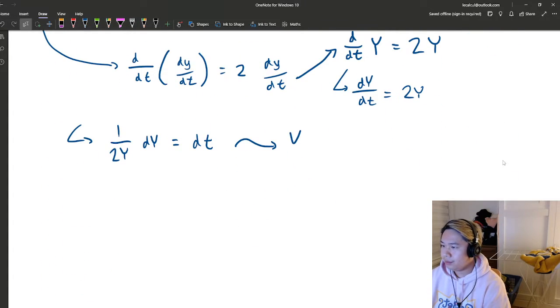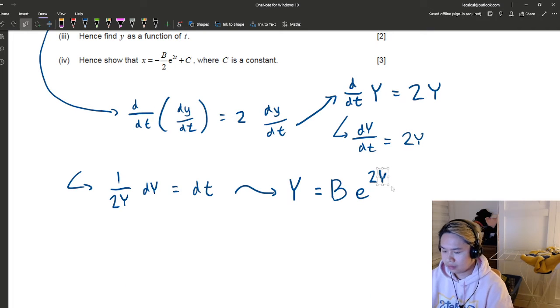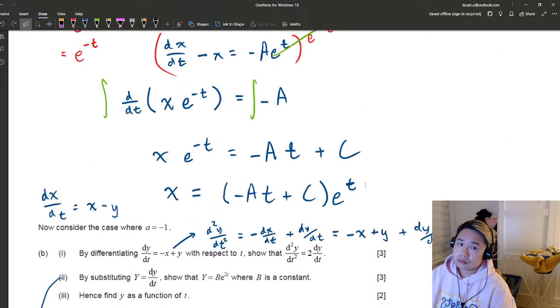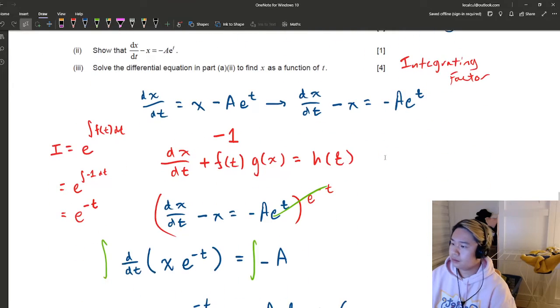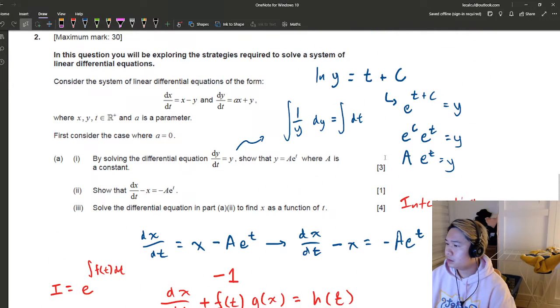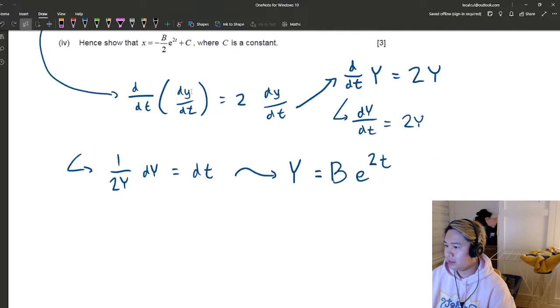And then you'll get big Y is equal to, I guess, some constant B, e to the negative or positive 2 big Y, or T. You're literally just following these steps again. Okay. Hence, find y as a function of t.